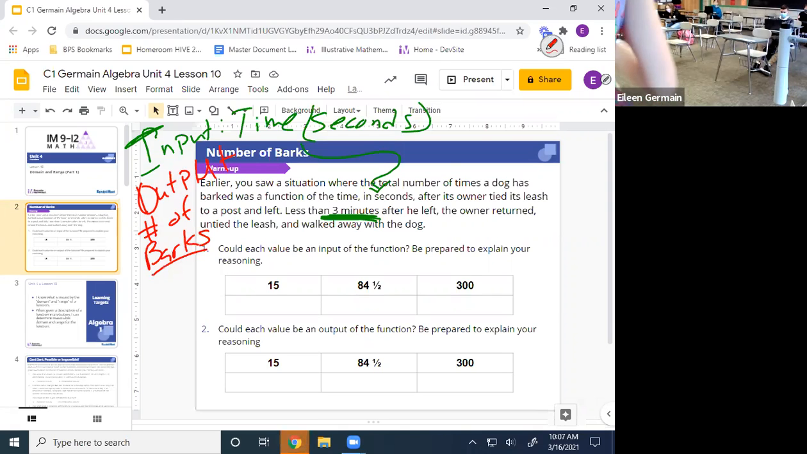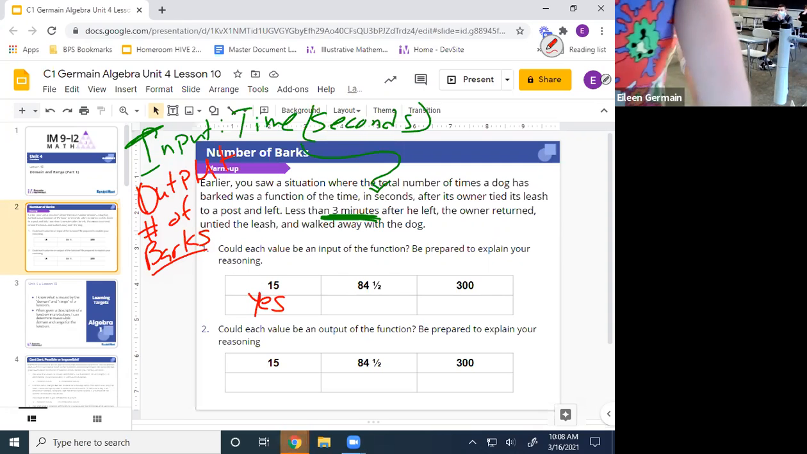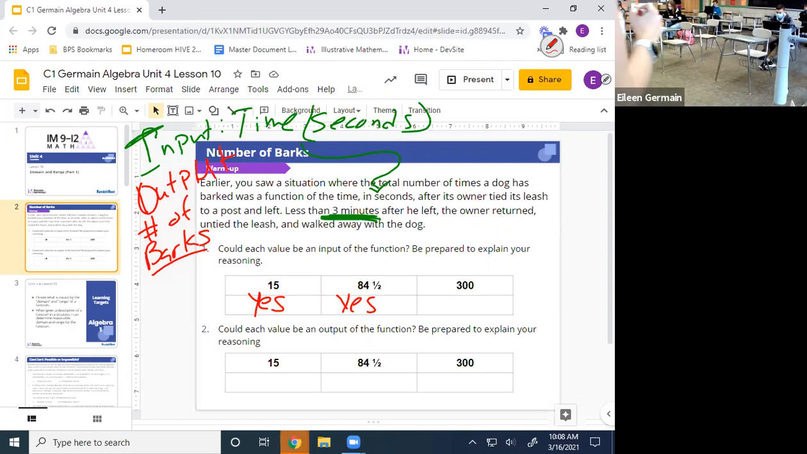So now we're just looking at these numbers in the context of the story. These could all, in theory, be plugged in here, but we need to think about it in the context of the story. Could I have an input of 15 seconds in this scenario? John's saying yes. Because it falls within how many minutes? Less than 3. Good. Can I have 84 and a half seconds? Yes, we can. This is the last one here. Can I have 300 seconds?